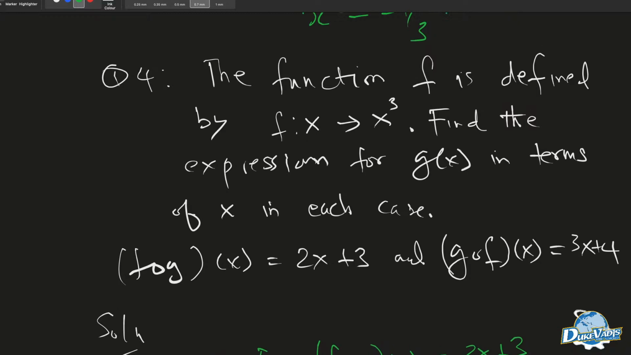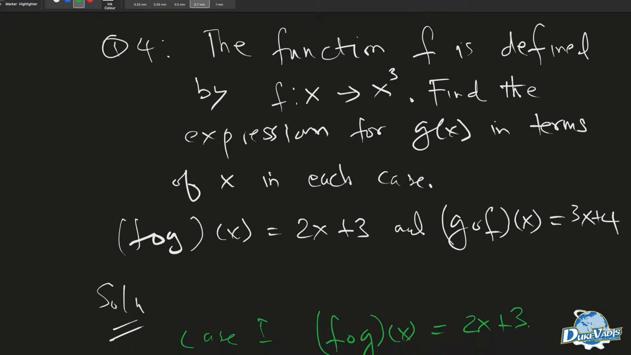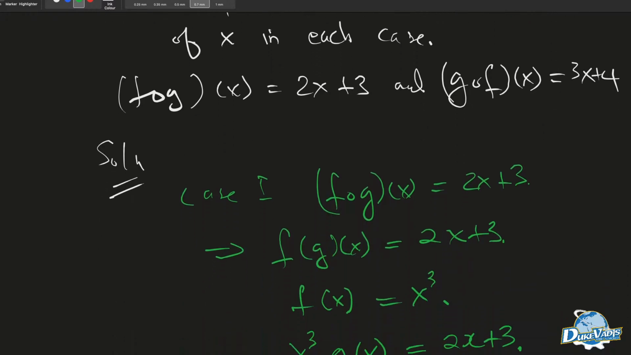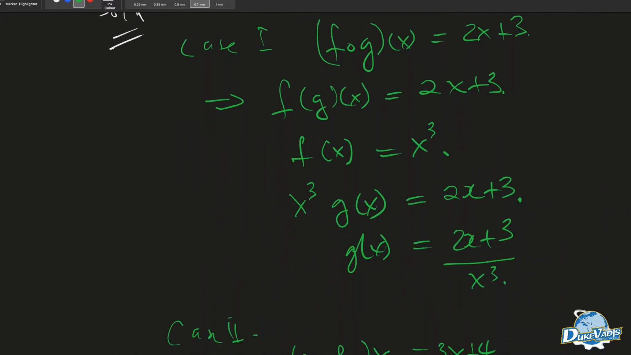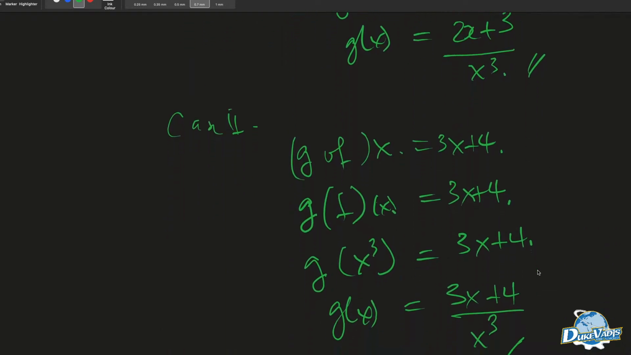The function f of x is defined by that. Find the expression for g of x in terms of x in each case. So since we know f of x, all we have to do is put it into the composite function and work it out. And as we work it out, that's what we get. And this is what we get for the other one. It's been beautiful today. Let's tackle things once more. These are the questions we have for tonight.